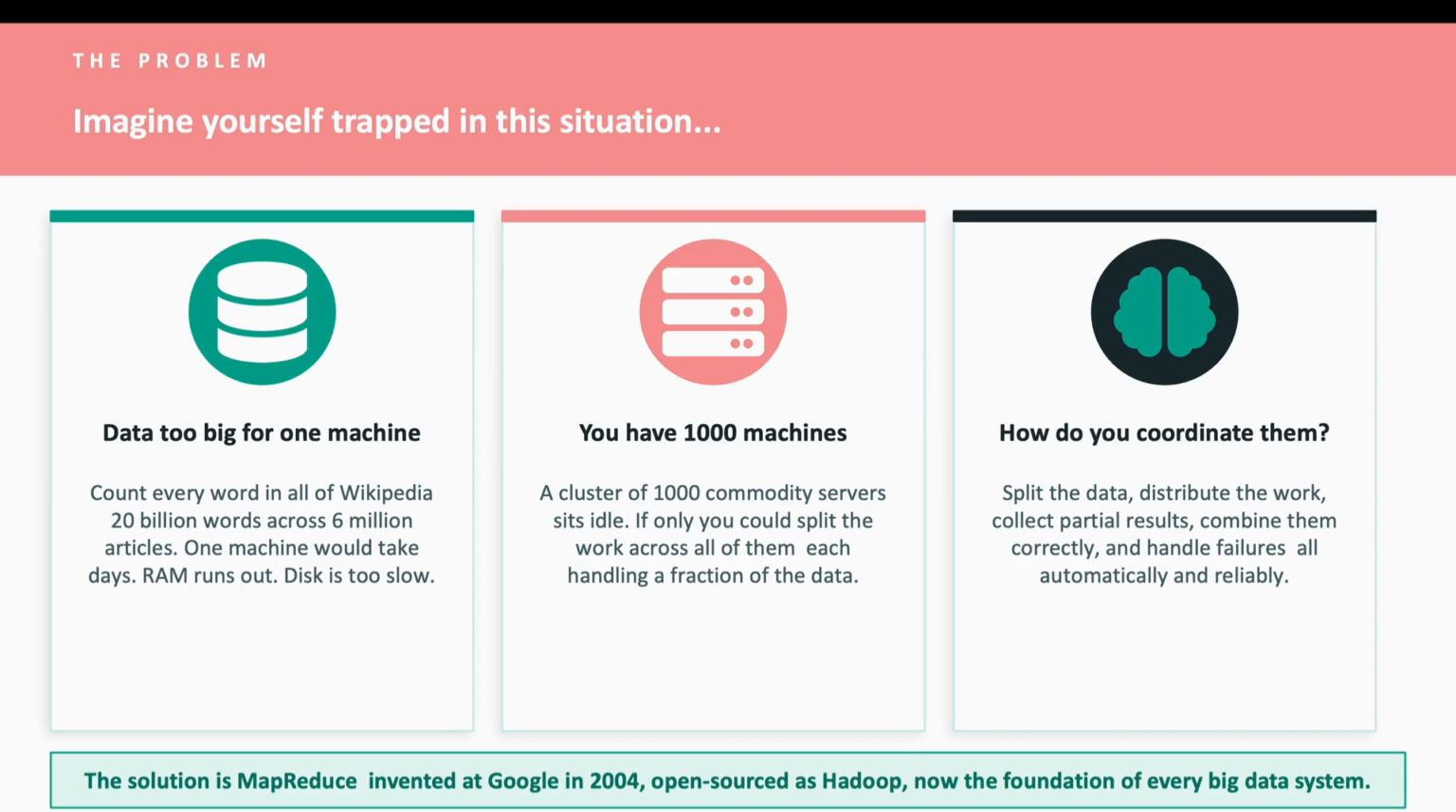The solution is MapReduce, invented at Google in 2004, published as a paper, open sourced as Apache Hadoop, and today it underpins every large-scale data processing system, from cloud data warehouses to machine learning pipelines.